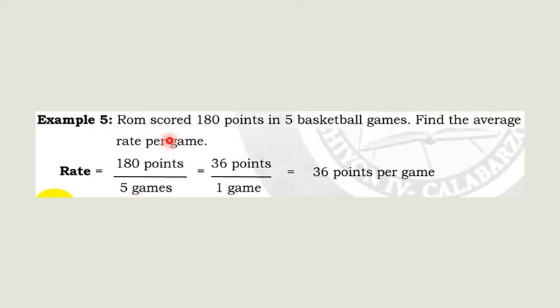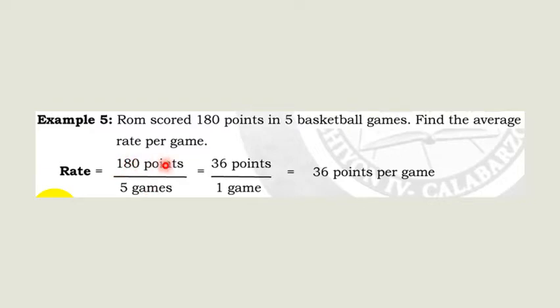Example number 5, Rome scored 180 points in 5 basketball games. So, ilang points ang na-score ni Rome? 180 points. Ilang basketball games yon? So, 5. Find the average rate per game. So, paano ginagawa yon? Ilan yung points over yung ilang games.